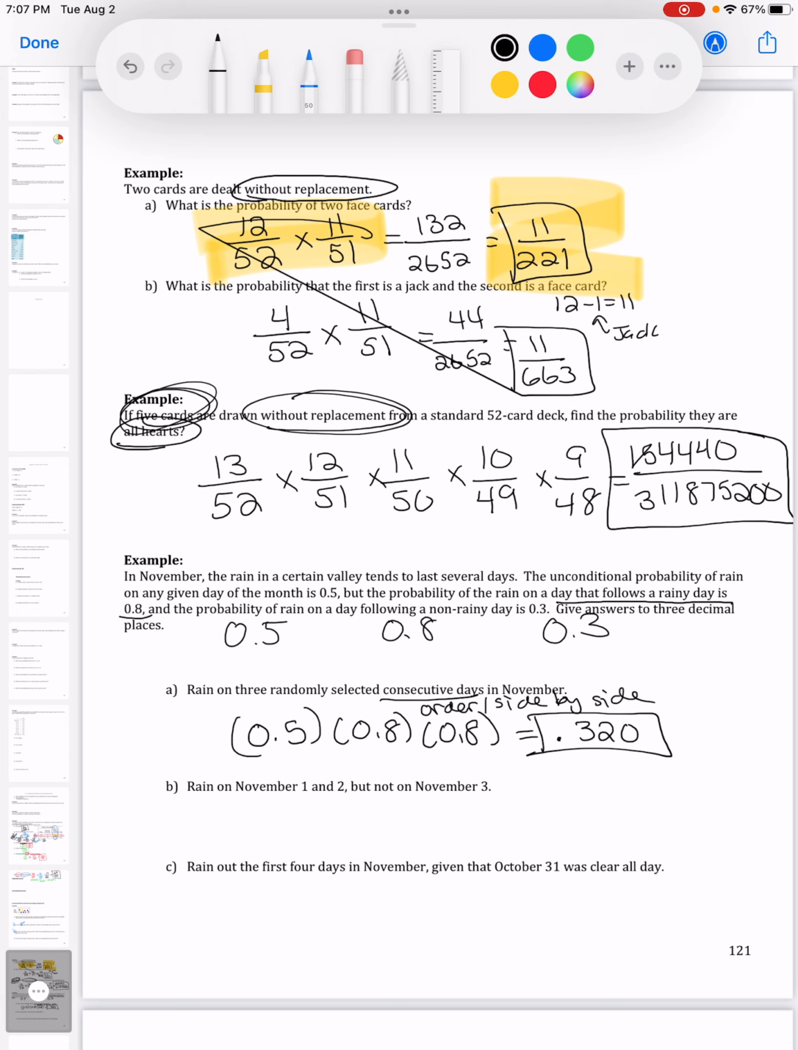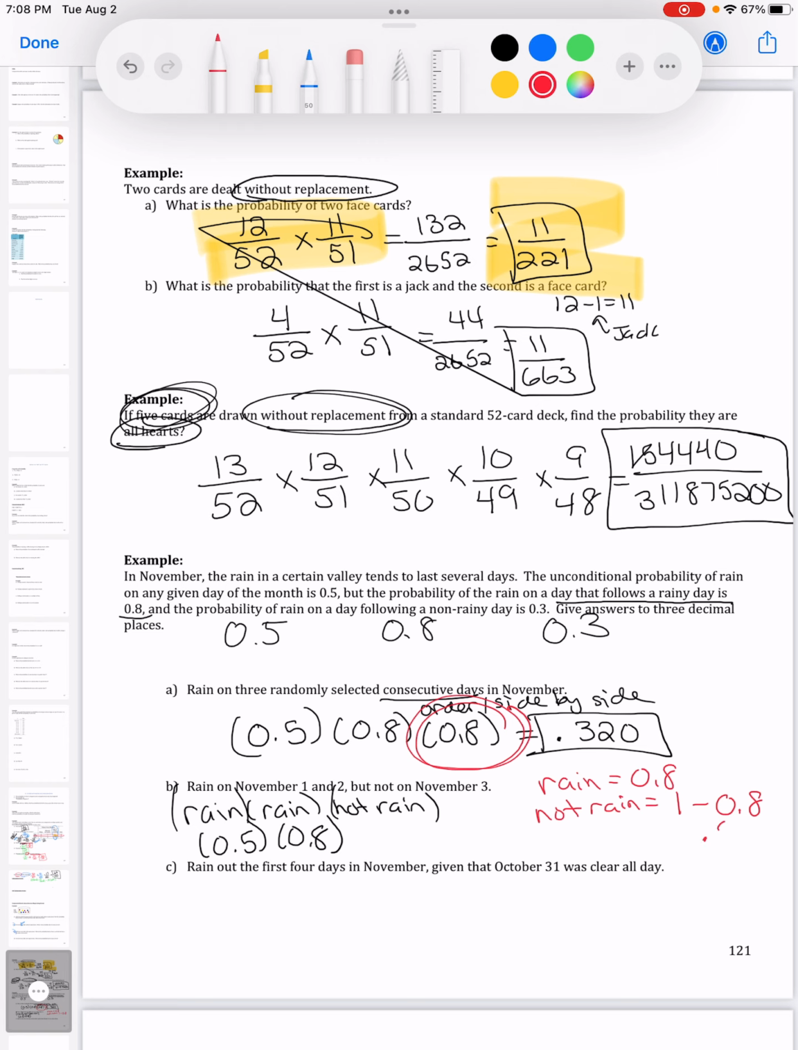All right. Next one, the probability of rain on day 1 and 2, but not on day 3. So we want rain, then not rain. We know the probability of rain the first day is 50%, that 0.5. The probability of rain the second day is 0.8, because it's 80% after it's already rained. The not rain is the tricky one. We actually don't have that number yet. We know the probability of it raining from up here was 80%. So the probability of that rain was 0.8, 80%. And then remembering back to nots, that's going to be 1 minus the 0.8, so that's 0.2.